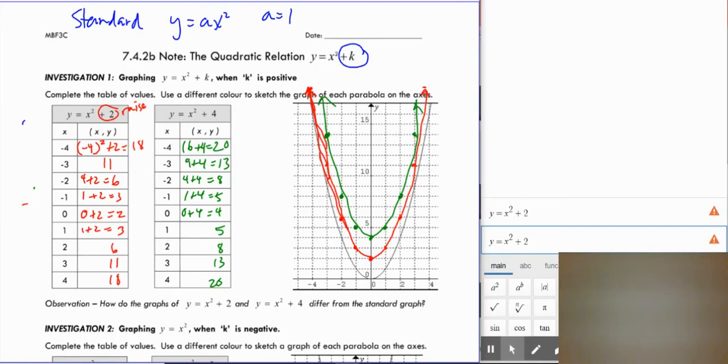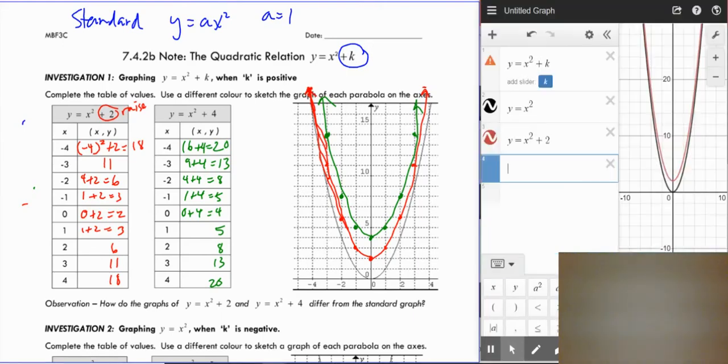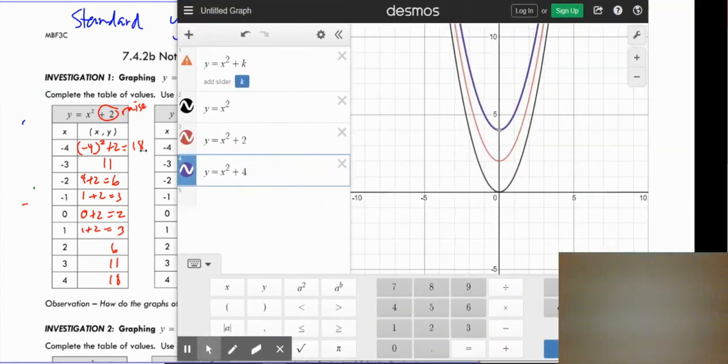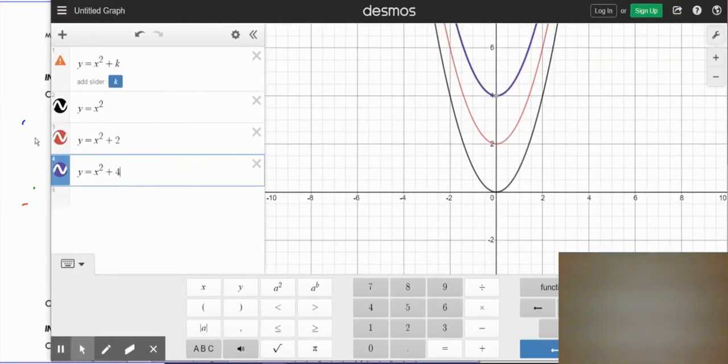Okay, good. Let's double check that and confirm it with here. What that's going to look like is y equals x squared plus 4. It's hard to tell, so let's take a closer look at that. Okay, so what does changing the k do here?